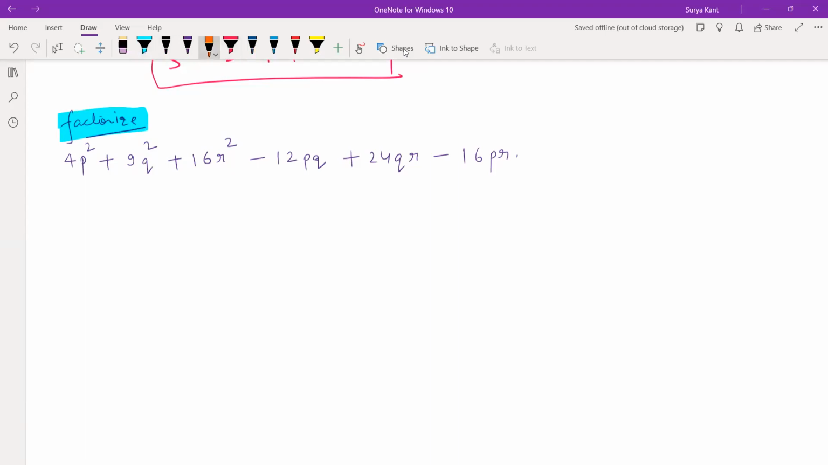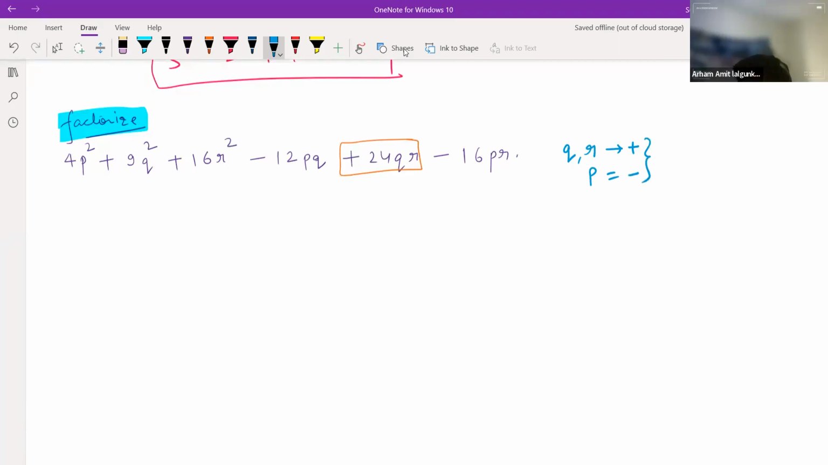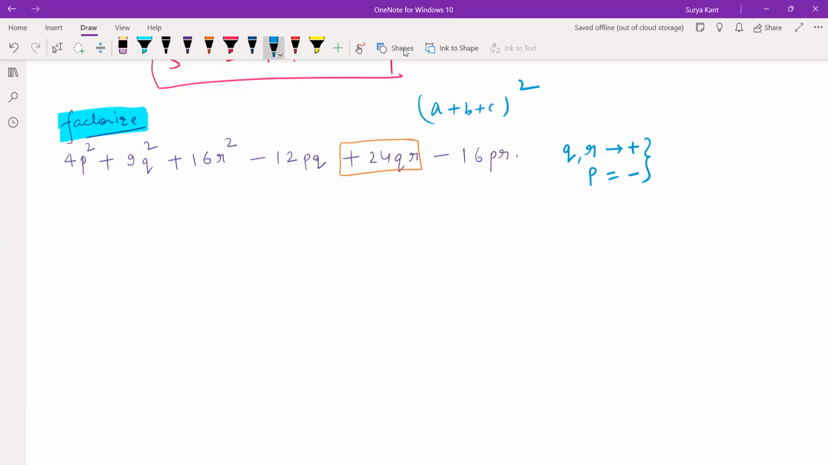See, we have to factorize. Which form is this? Try to understand. First, you find which is positive. Q and R are positive. So which is negative here, children? P is negative. Is it clear to everyone? Why am I writing here? Because this is the form of a plus b plus c whole square. We are finding which is positive and which is negative with the help of the signs. Two will be negative all the time and one will be positive. If Q and R are positive, then P is obviously negative, right?